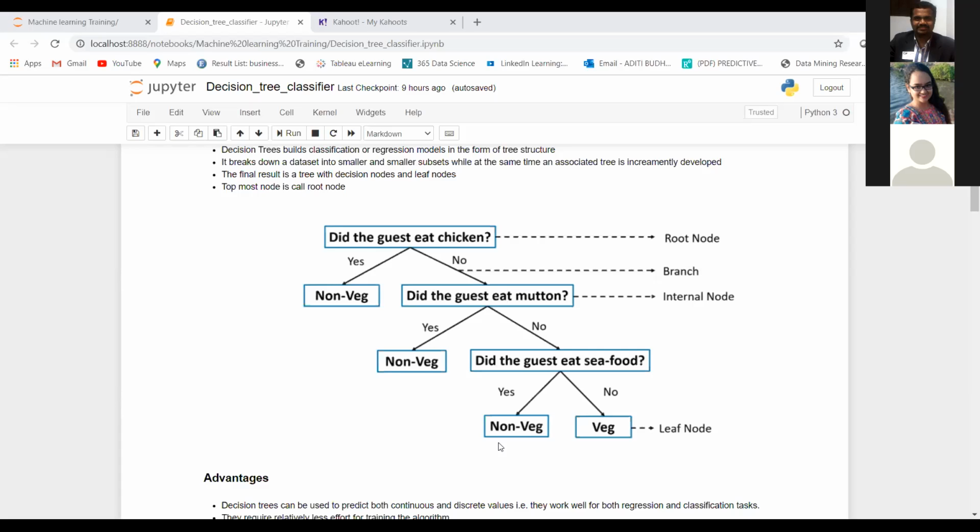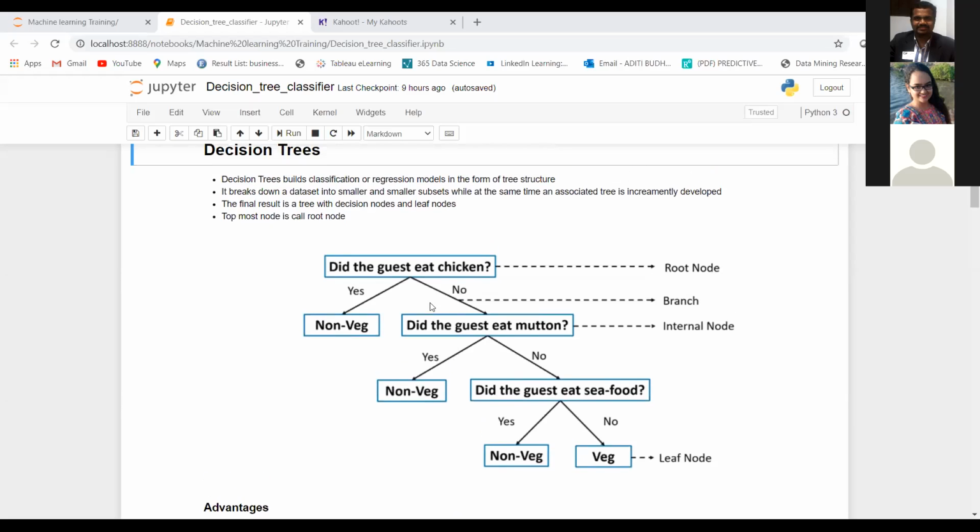Okay, so to do that you will ask certain questions. Based on those questions you will keep on dividing your guest population, or all of the guests that had visited you. You will keep on dividing your guest population based on these questions. Okay, so let us see how.